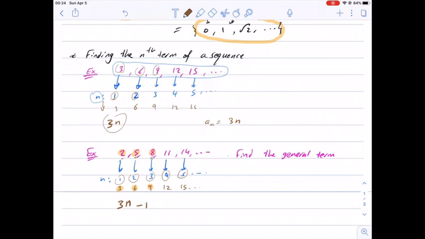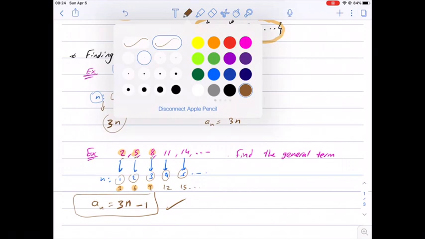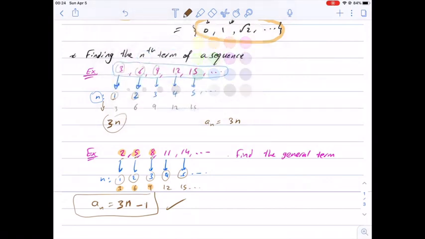For example, 3, in order to make it 2, we need to subtract 1. 6, to make it 5, we need to reduce 1. 9, to get 8, we need to reduce 1. So this is the pattern. This is the general term, and so on. So you need to think about the problem, try some numbers, and by doing more and more exercises, you'll have some experience in finding these patterns.